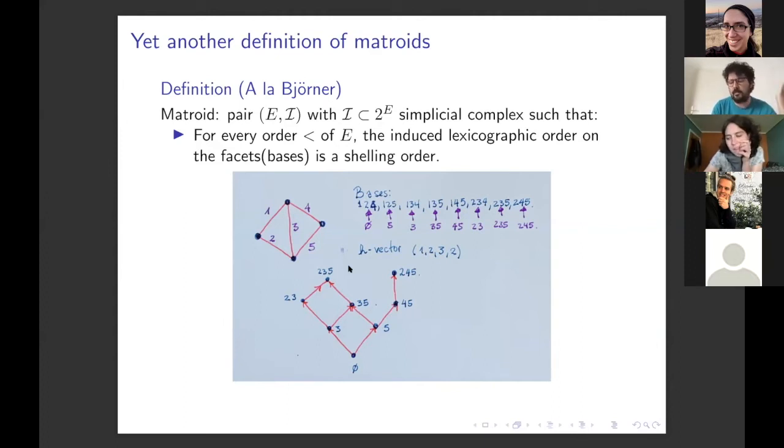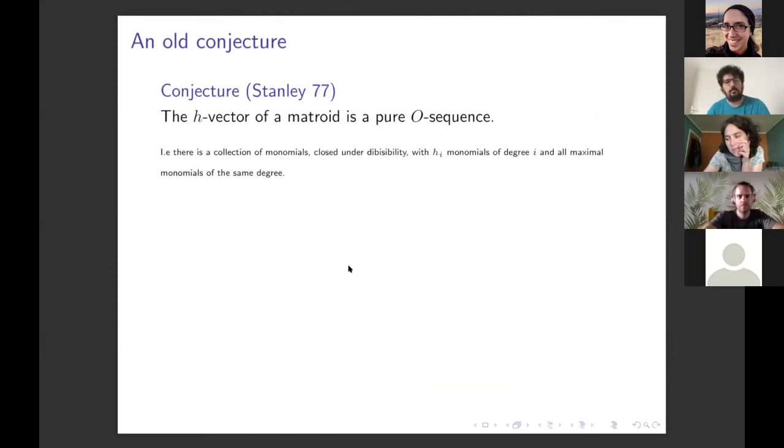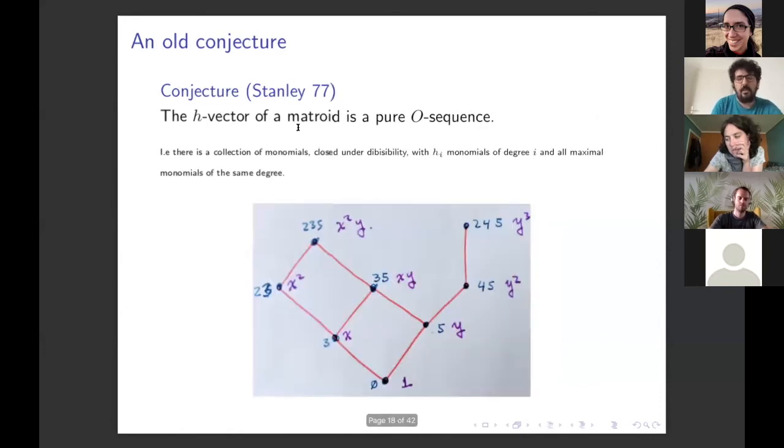So let me motivate. This is one of my favorite conjectures that I've been trying to think about for a long time. It's a conjecture of Stanley that is old, from the Cohen-Macaulay paper in 1977, which posits that the H vector of the independence complex of a matroid is a pure sequence, meaning that there's a collection of monomials closed under divisibility such that there are exactly H_i monomials of degree i, and such that all the maximal monomials have the same degree. I'm going to give you the solution for the previous matroid here.